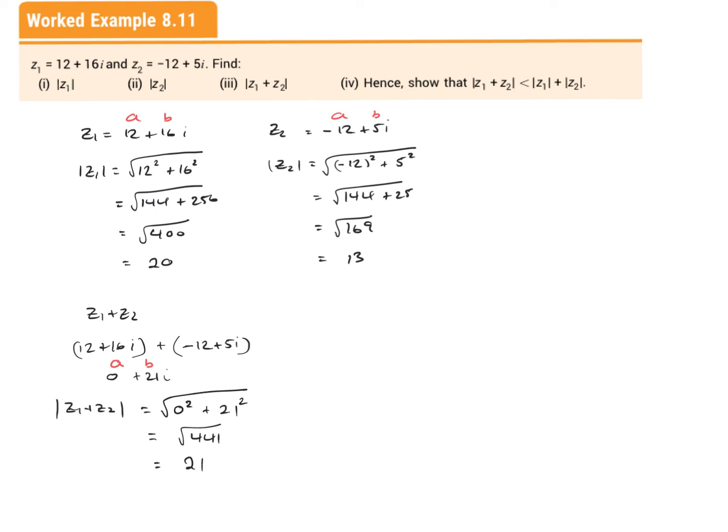So what we had to do for this one is this acts like a bracket. We have to add them together first. We get a new answer. And then what we do is we take the modulus of this new answer.